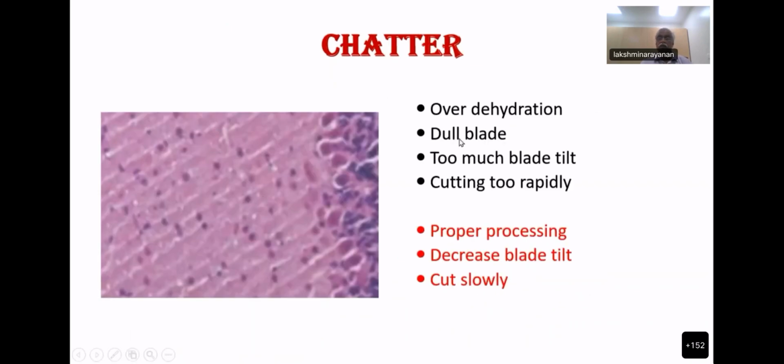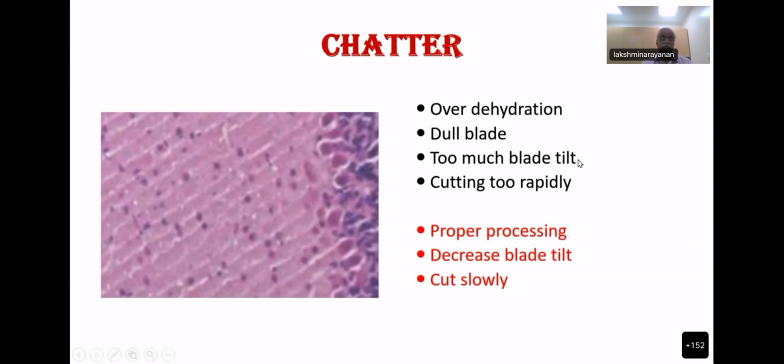Then this is the Venetian blind one. Over dehydration can cause it, a dull blade can also cause it, and too much blade tilt. I have mentioned this because I have seen quite a few technical persons changing the angle for each block. They don't keep the knife straight. That means they go on tilting the knife in order to get a good section. So that should be stopped.